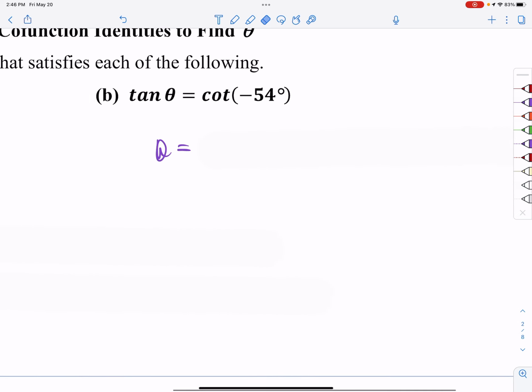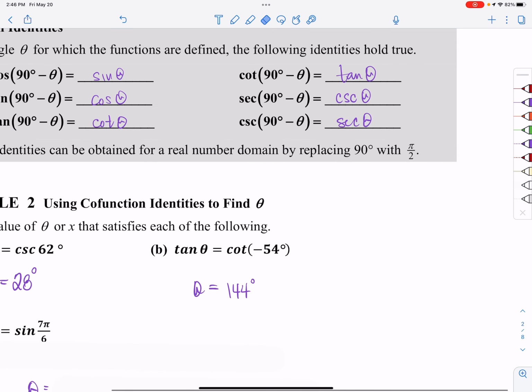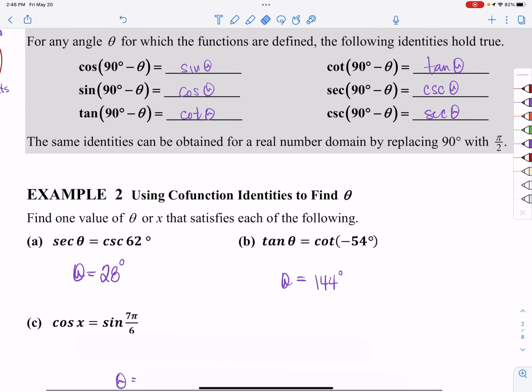If we jump over to part B, once again, tangent and cotangent are cofunctions. That means that theta and negative 54 need to be complements of each other. And this isn't really a complement idea, honestly, because typically with complements, we're only dealing with positive angles. So this is where we get a little bit more in depth than what we did in chapters 5 and 6, where we have tangent of 90 minus theta is equal to cotangent, or in this case, cotangent of 90 minus our theta is equal to tangent. That's really what we're using here.